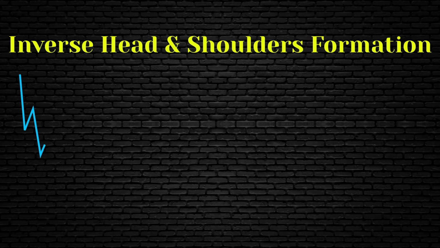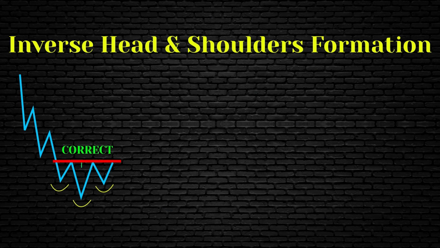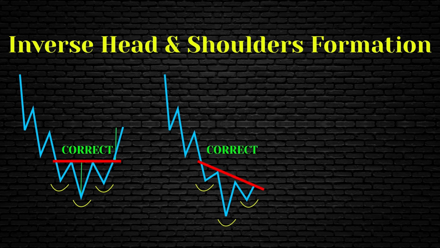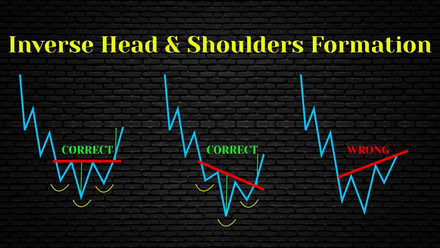Inverse head and shoulders. The inverse head and shoulders pattern is formed at the bottom and occurs in a symmetrically opposite manner to the standard head and shoulders formation. It is an effective formation for identifying a bottom. The shoulders can never be higher than the head section. The neckline can be completely horizontal or may slope downwards, but the neckline can never slope upwards.